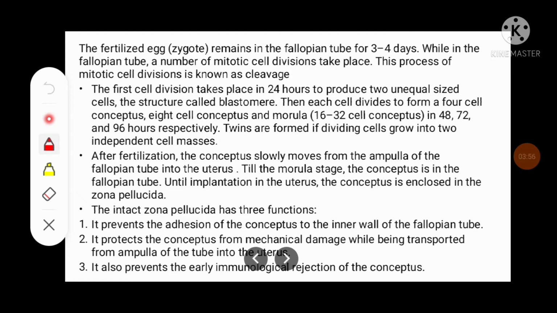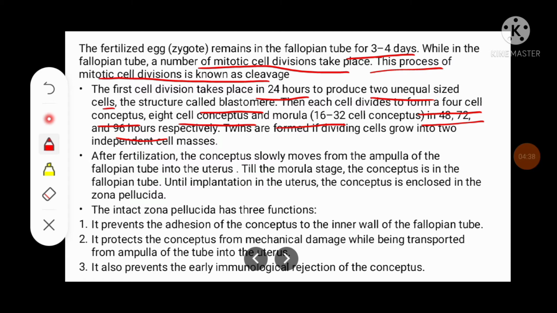The fertilized egg remains in the fallopian tube for 3 to 4 days, while in the fallopian tube, a number of mitotic cell divisions take place. This process of mitotic cell division is known as cleavage. The first cell division takes place in about 24 hours to produce two unequal size cells. The structure is called a blastomere. Then each cell divides to form a 4 cell conceptus, 8 cell conceptus and morula, where 16 to 32 cells are formed in 42, 72 and 96 hours respectively.